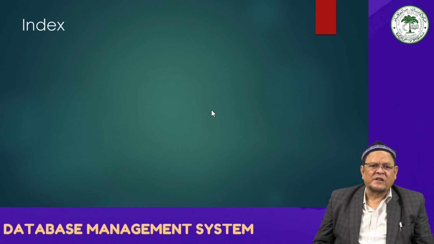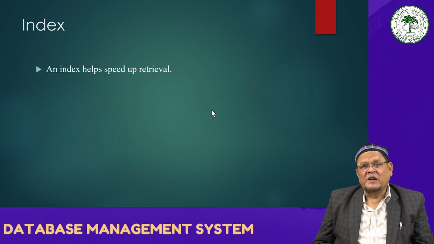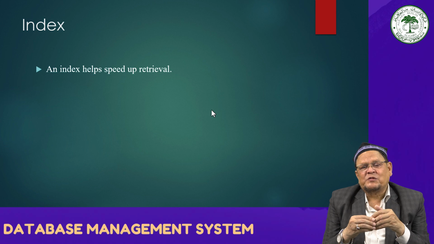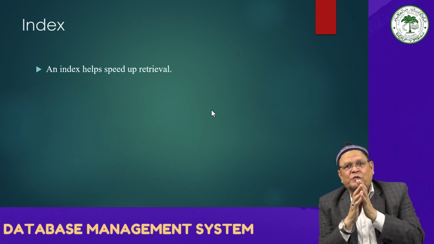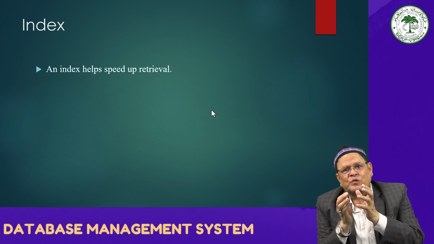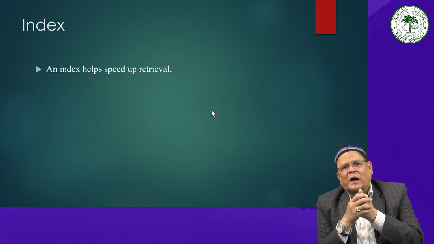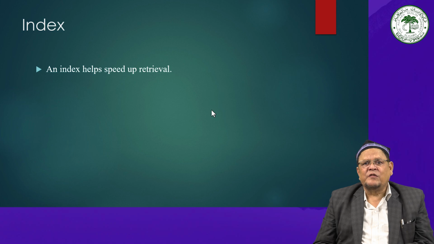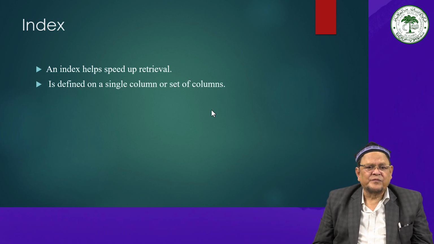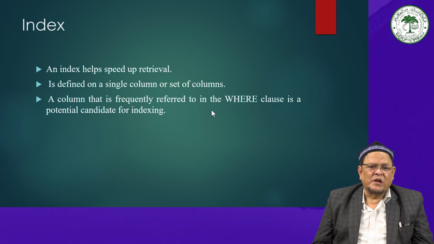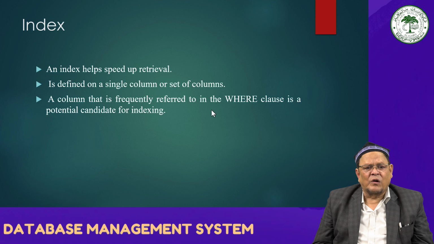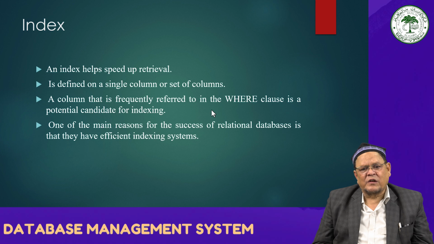Then the next topic is indexing. Index will help to speed up retrieval. Retrieval will be faster, even for complex queries. If you want to retrieve information, by indexing we can retrieve information very fast. An index is defined on a single column or a set of columns. A column that is frequently referred to in the where clause is a potential candidate for indexing.